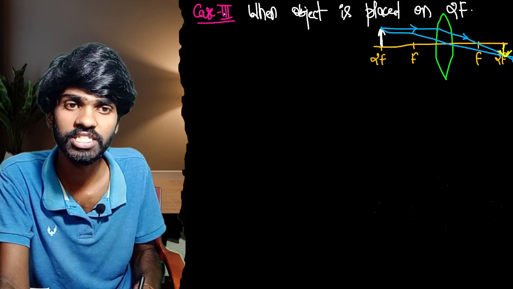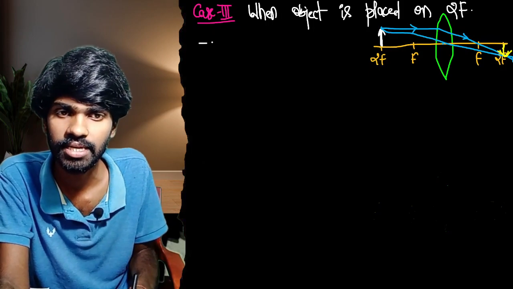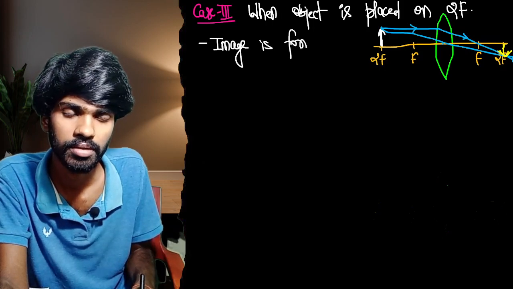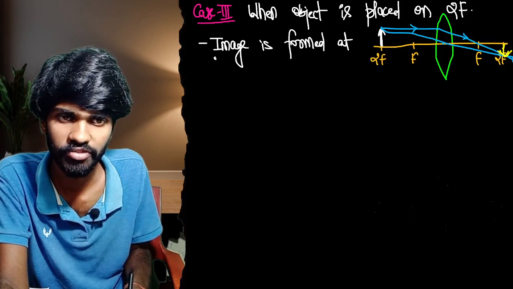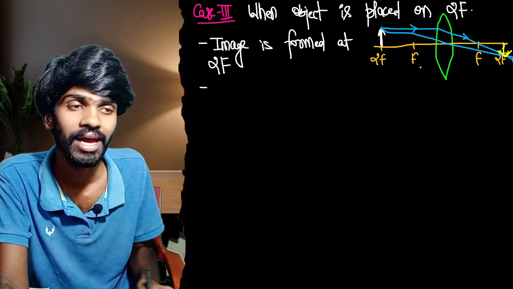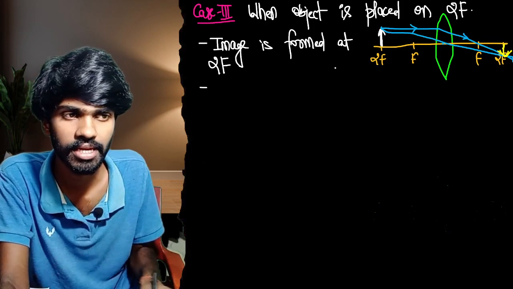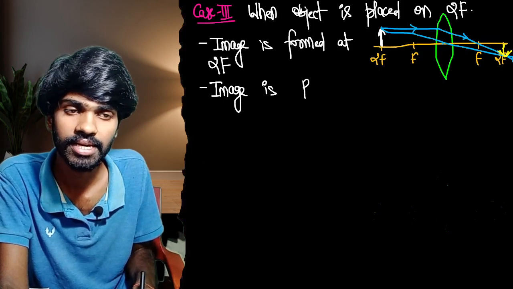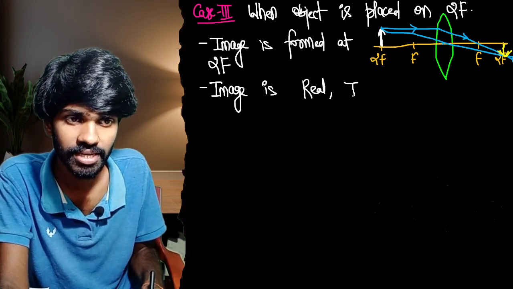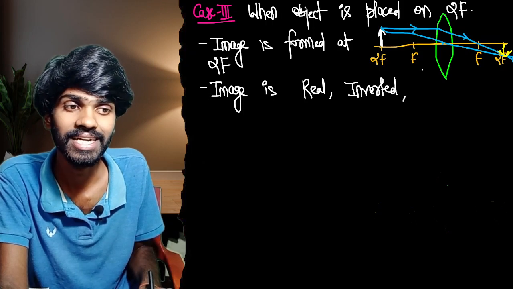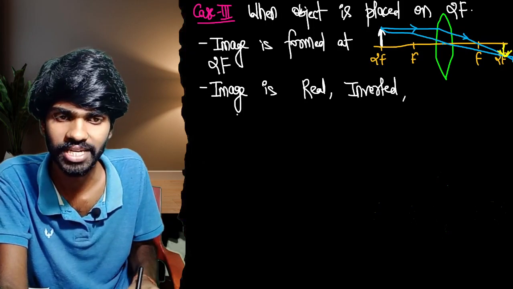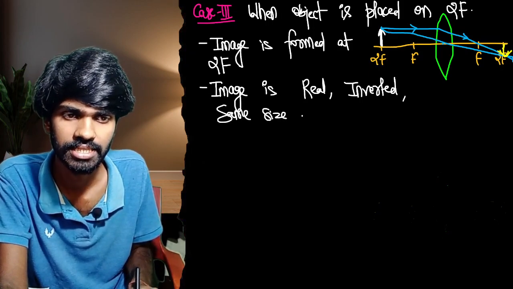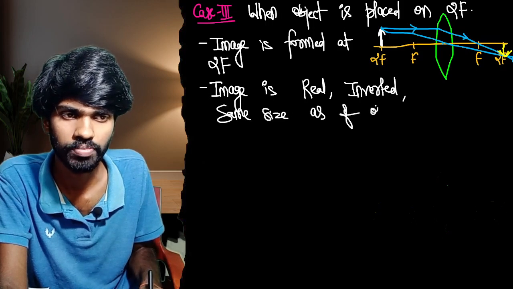Okay, so about the image formed in this case, we can say that the image is formed at 2f. Since again here the image will be real, you can write the image is real, inverted, but it will be of the same size as that of the object.